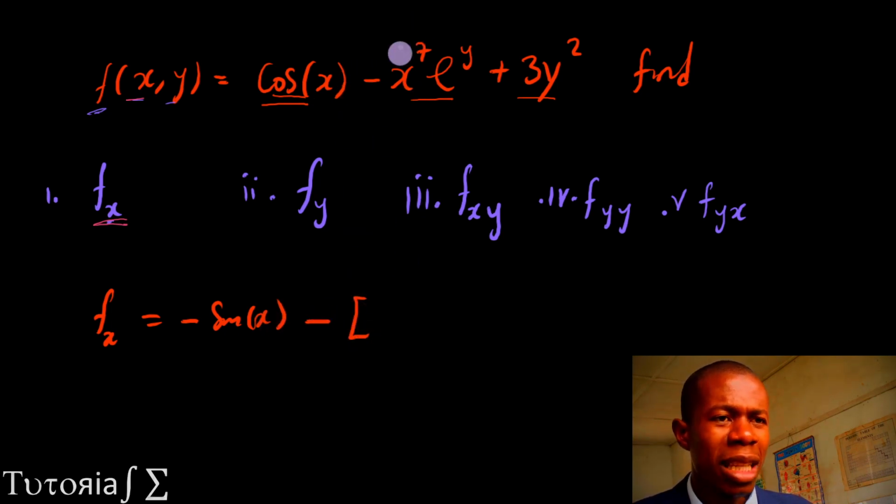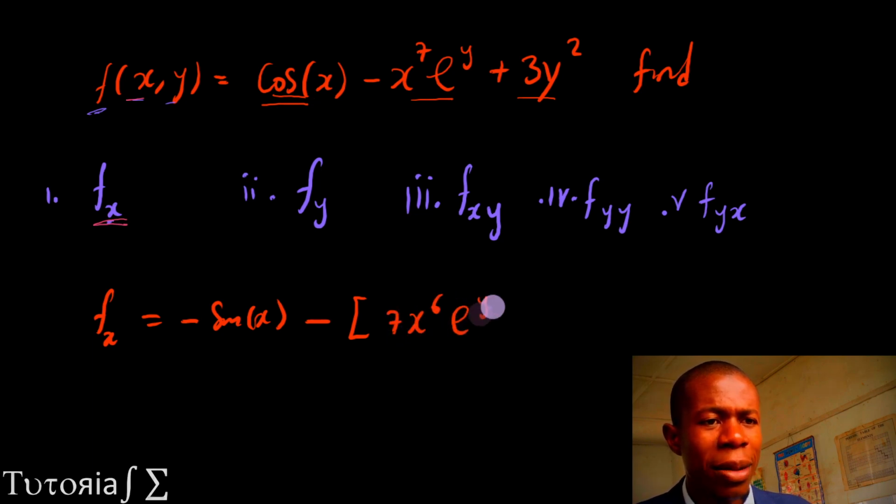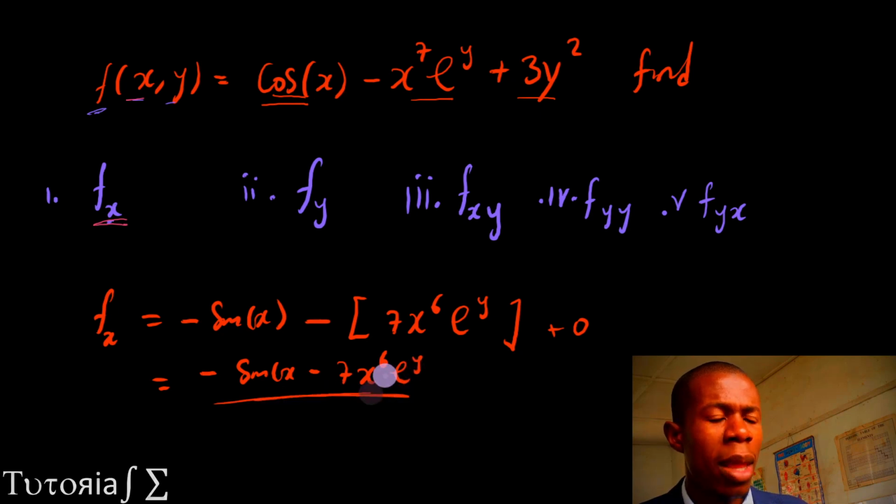And now we differentiate this with respect to x. Since there is no x term here, we can't use the product rule. We just differentiate this part. We'll consider the e to the y as a constant, which gives just 7x to the power 6 e to the y. Then this with respect to x, there is no x term here, so it will be 0. So basically this will be negative sine x minus 7x to the power 6 e to the power y. So that is f with respect to x.